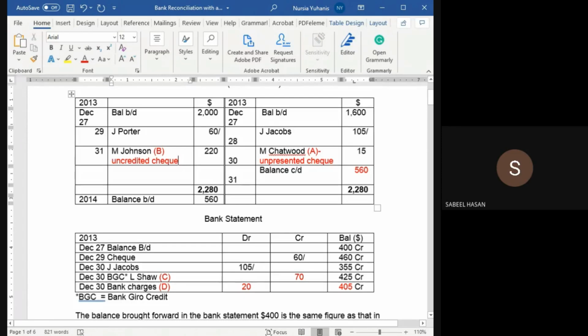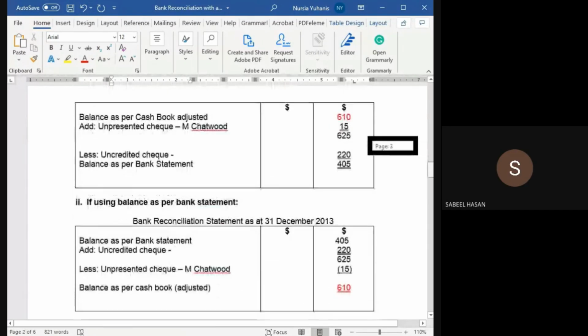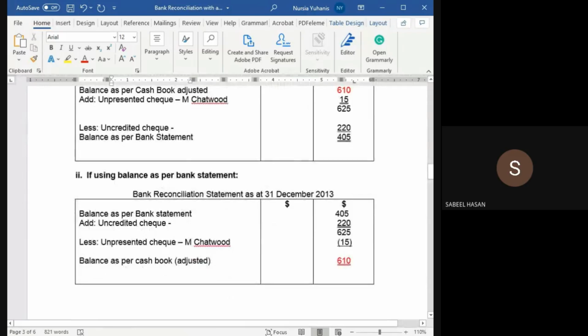Uncredited check is M Johnson 220. You see it's on the debit side of the Cashbook. So I go back to here. This one is the credit side of the Cashbook. LCR is credit and CB is Cashbook. So how you get this figure, you refer to your Cashbook, it is under the credit side. So this one I put as red. So this item you add.